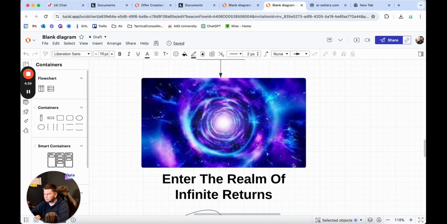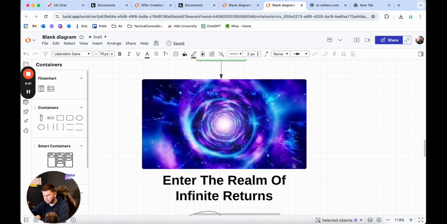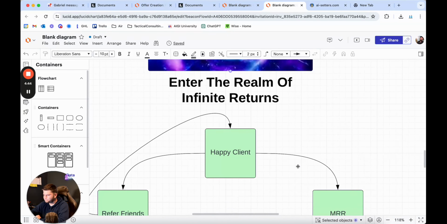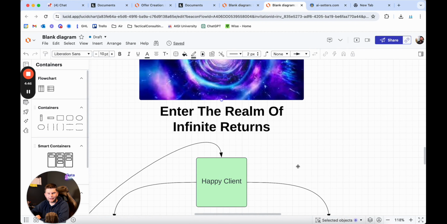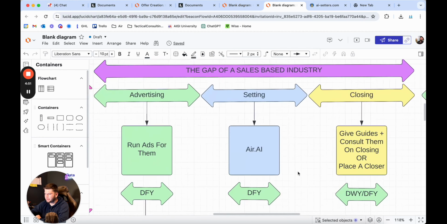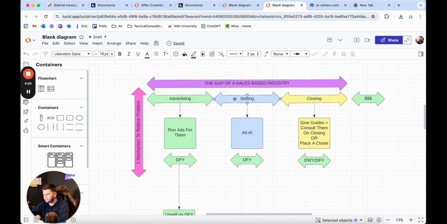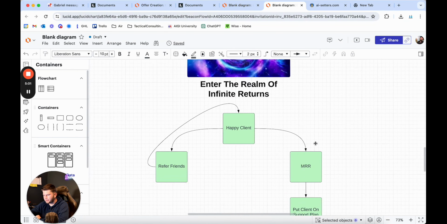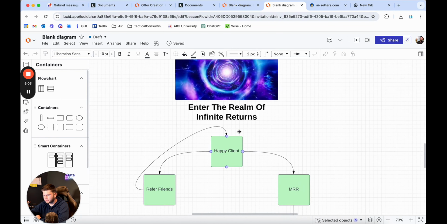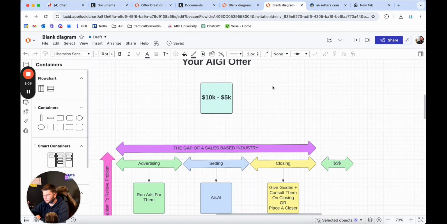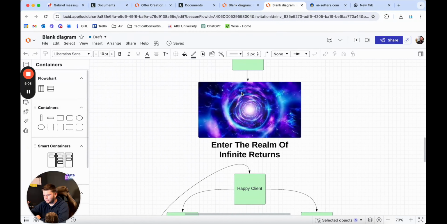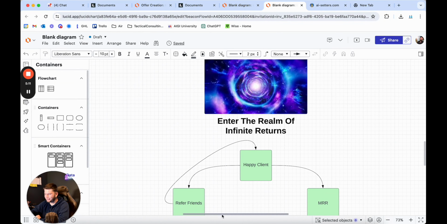But the crazy thing is when you enter the realm of infinite returns, and that's what we're talking about today, naturally you're going to have a happy client because they've just gotten great service. This infrastructure can literally make them $10 million a year if executed correctly. Advertising, setting, and closing. It's that easy. And because they're happy, they're going to naturally refer friends, which means you get new clients buying this for $5,000 to $10,000. And then they're a happy client. They refer their friends. It's like a never-ending loop of this happening.